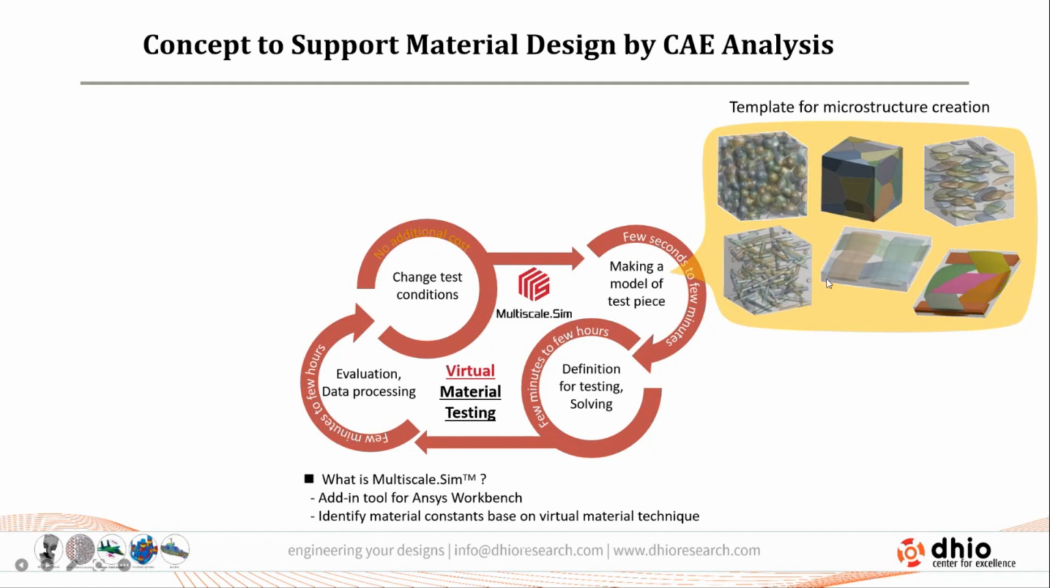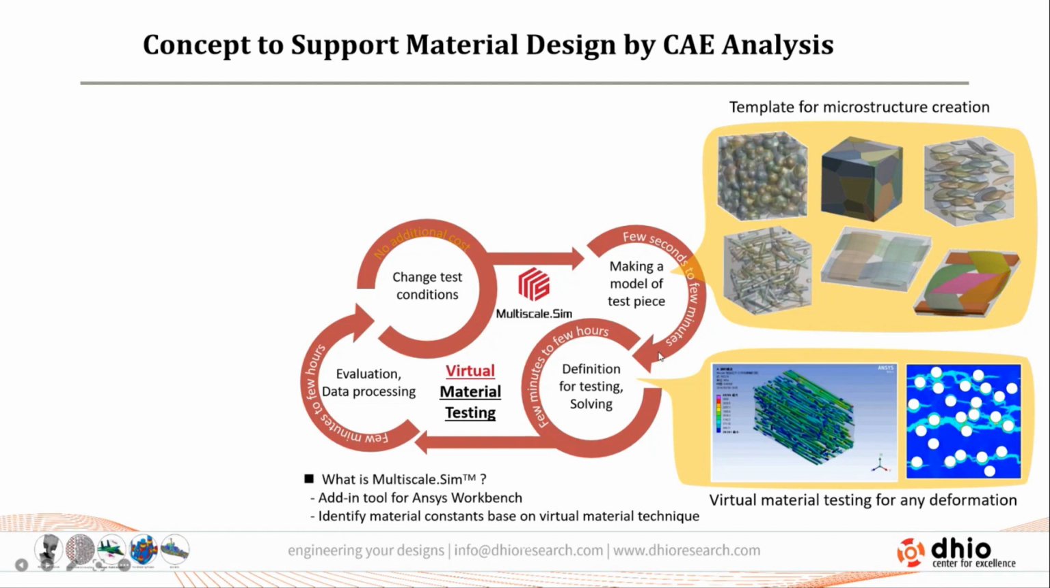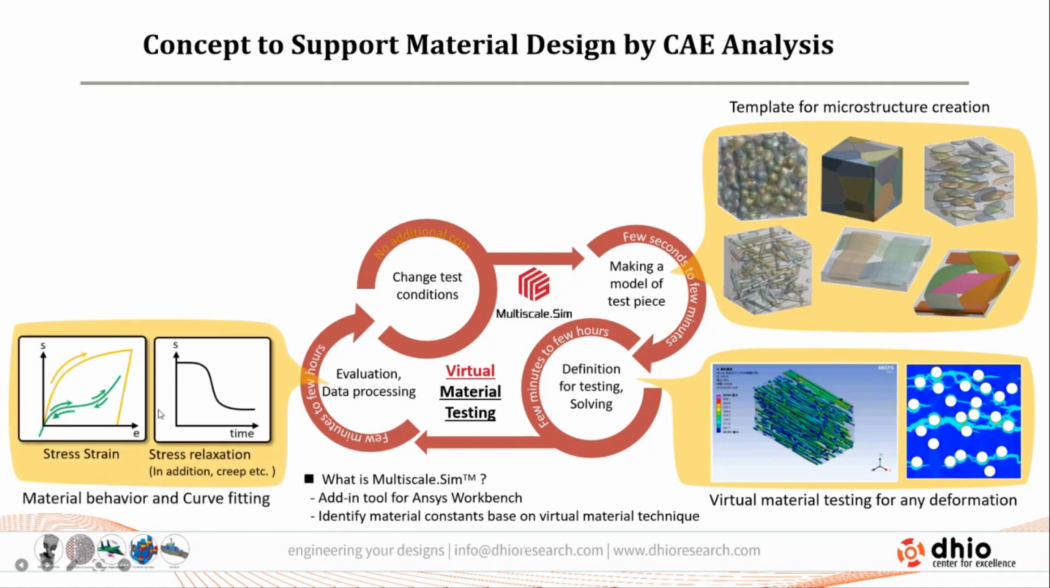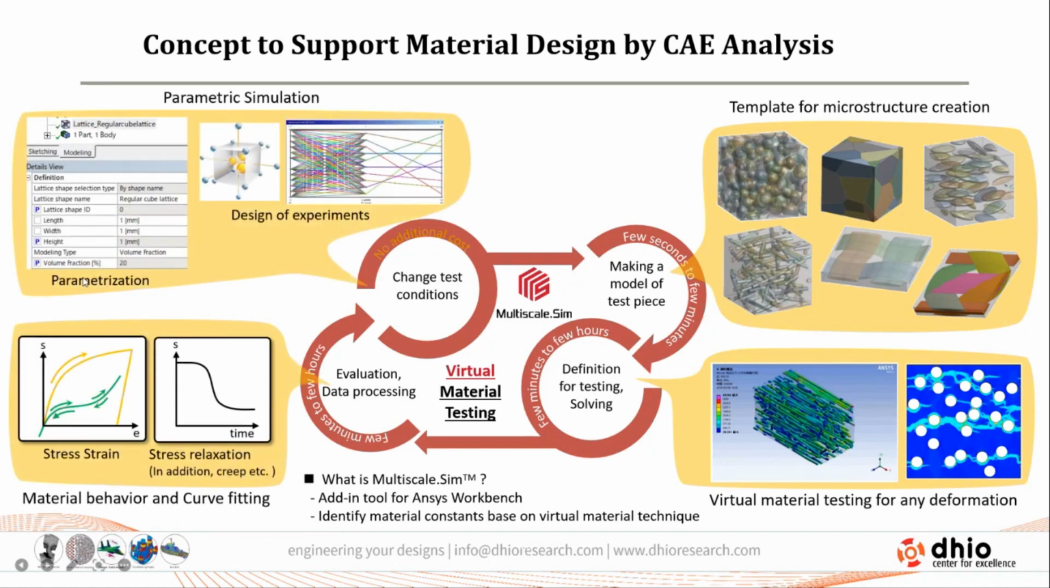sim. Nearly 16 types of microstructure templates. A very few of them are displayed here. After having the microstructural model, it is subjected to some kind of virtual material testing in order to extract the material properties. Those extracted material properties can be data processed, and we can perform parametric studies and design of experiments. By performing all of these, we can come up with a proper material, or the proper design of the composites can be done using this software.